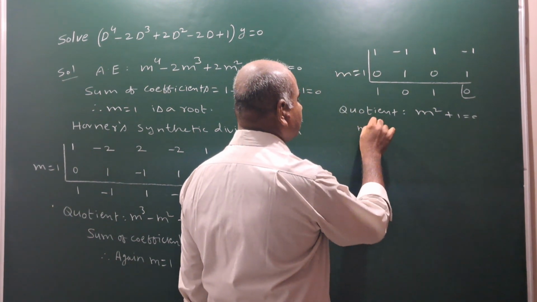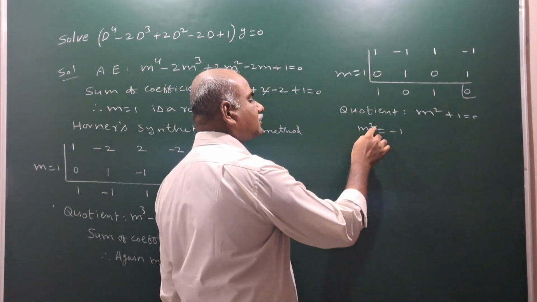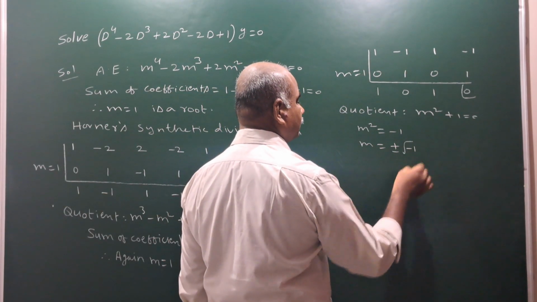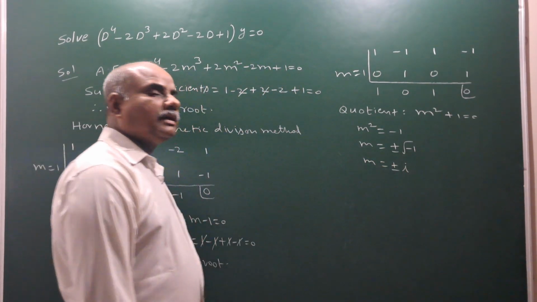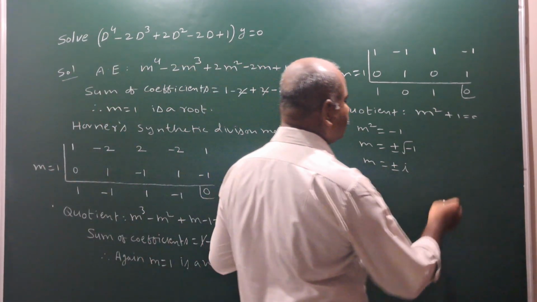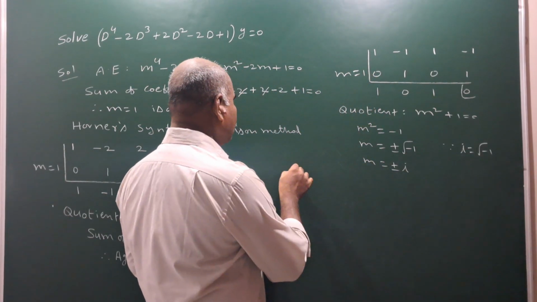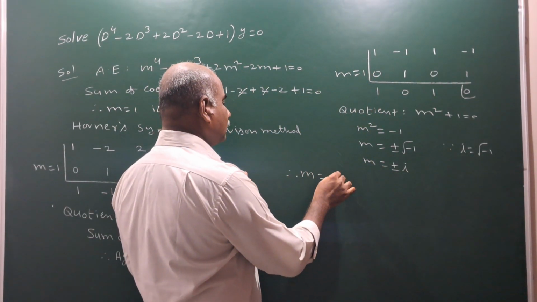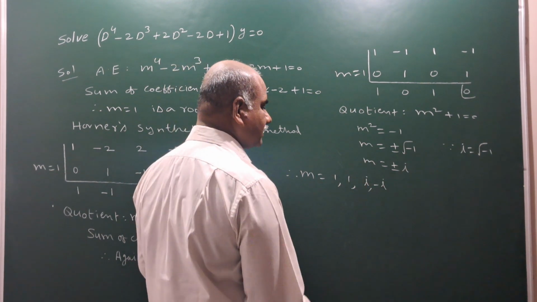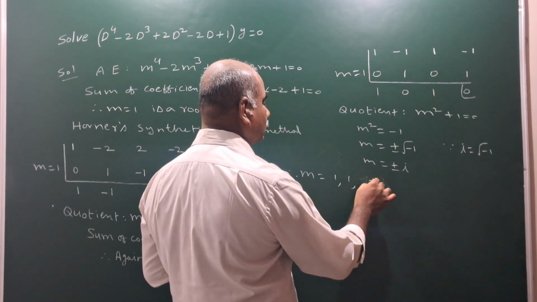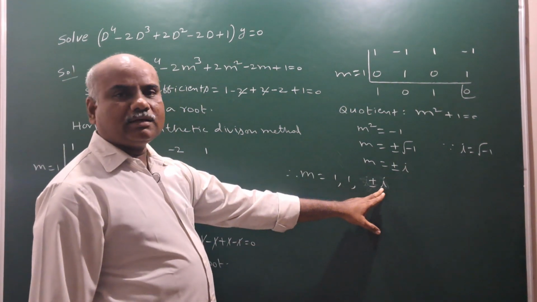So m², transposing 1 to the right side, it becomes minus 1. Eliminating the square, we get plus or minus root of minus 1. Plus or minus root of minus 1 is nothing but i, an imaginary root, since i = √−1. Finally, we have the roots for m like this: 1, 1, i, −i, that is ±i. So these two roots are real and equal and these are imaginary numbers.